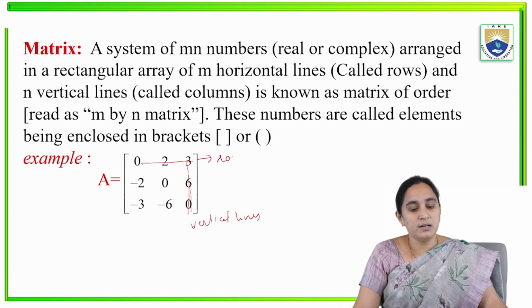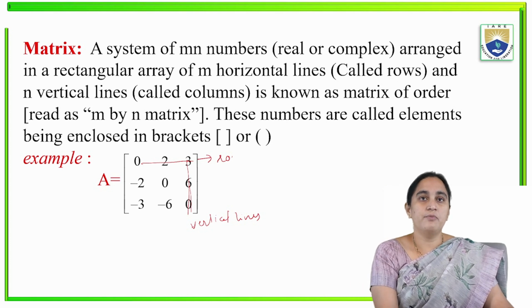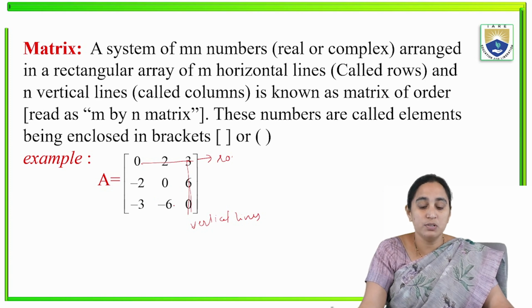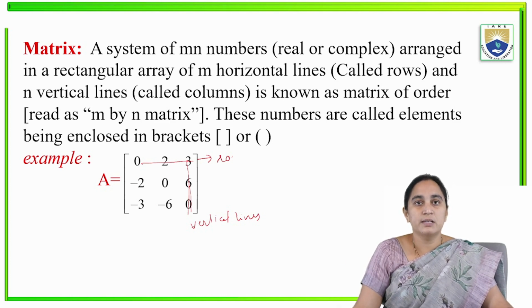And what about the order of that? That is m by n. These numbers are called elements. We enclose all these numbers with brackets, either square brackets or open brackets. This is one example of a matrix. Observe, these are the horizontal lines. How many are there here? 3. Horizontal lines are called rows and these vertical lines are the columns.